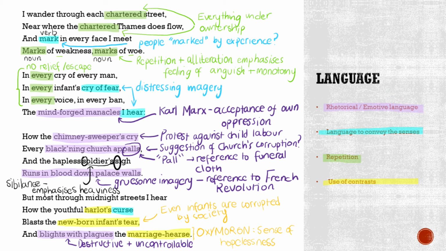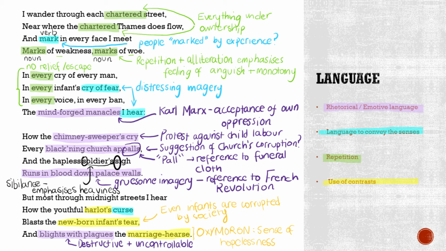Emotive language is utilized specifically in the 3rd stanza, where Blake holds each powerful institution to account, firstly referring to the "chimney sweeper's cry", which perhaps is a direct protest against child labour, as many chimney sweeps were usually young boys. He also creates the tainted imagery of the "blackening church appalls", suggesting the corruption which is plaguing the church. The use of the word "pall" in "appalls" may be a reference to a pall being a funeral cloth, perhaps symbolizing how the church's moral integrity is somehow dying.